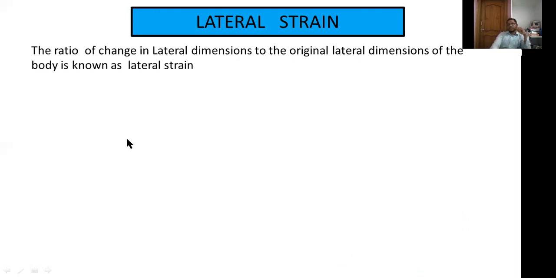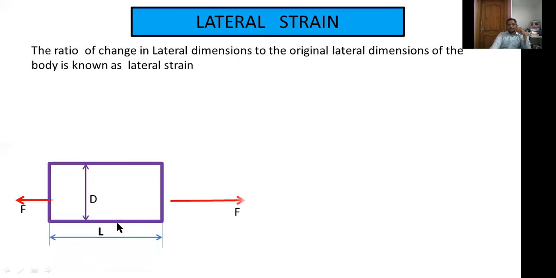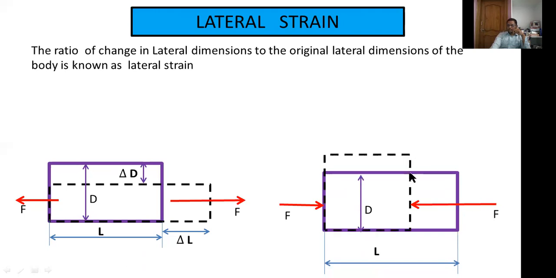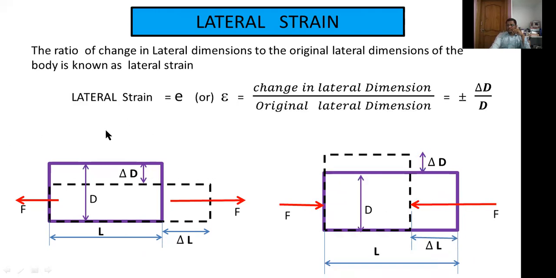For this case, we have already explained in the previous slide. If you are applying a tensile load, then the diameter of the component decreases. If you are applying compressive loads, then the diameter of the component may increase. That's why in this case you have to consider the negative sign, and in this case the positive sign. The formula is the same.